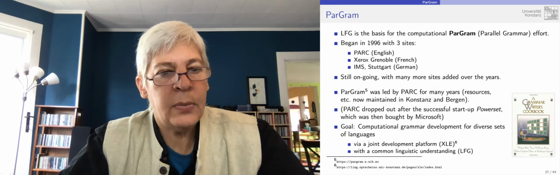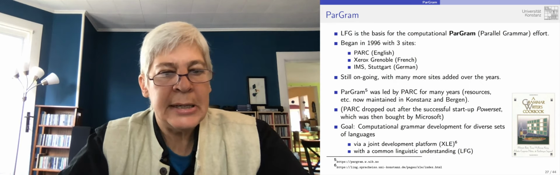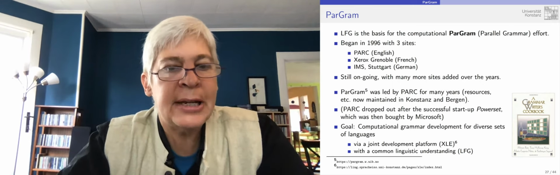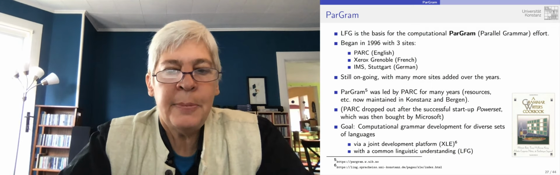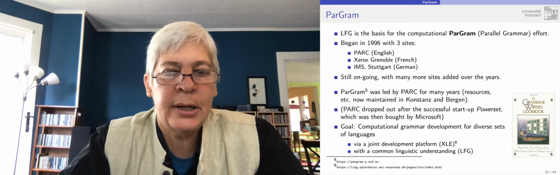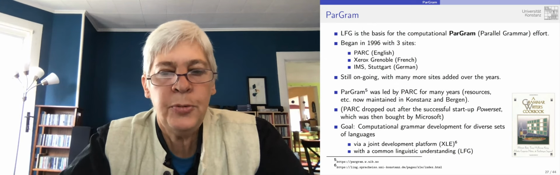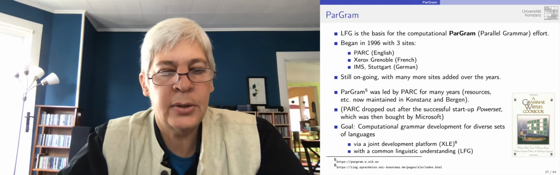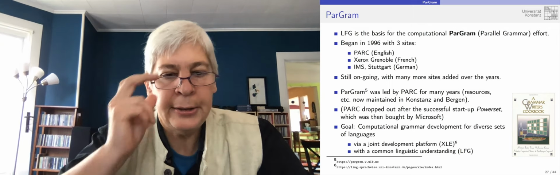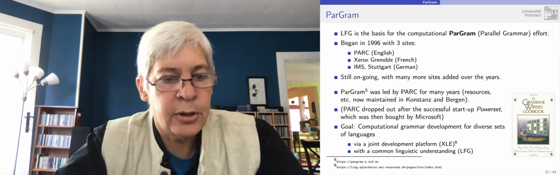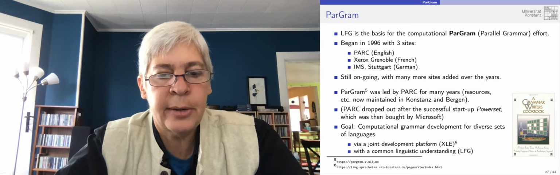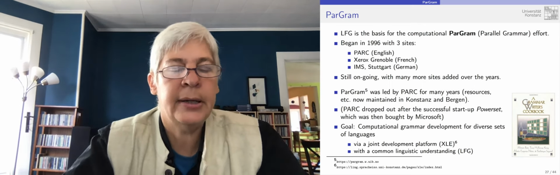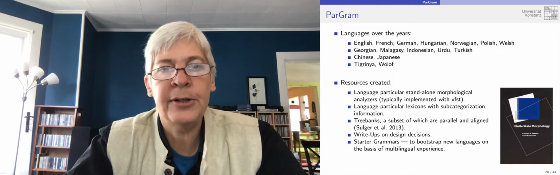And in a way, it's been a victim of its own success because PARGRAM was led by PARC for many years. And PARC started a startup, PowerSet, where a lot of the people who were working on PARGRAM moved to PowerSet, which was then bought by Microsoft, and then went the way many things go with Microsoft. But we're still around. The overall goal of PARGRAM is computational grammar development for diverse sets of languages via a joint development platform, XLE, and via a common linguistic understanding given by LFG.